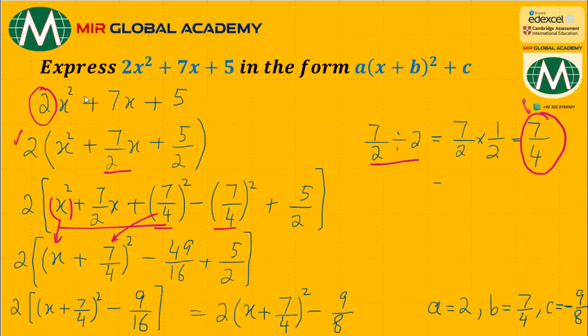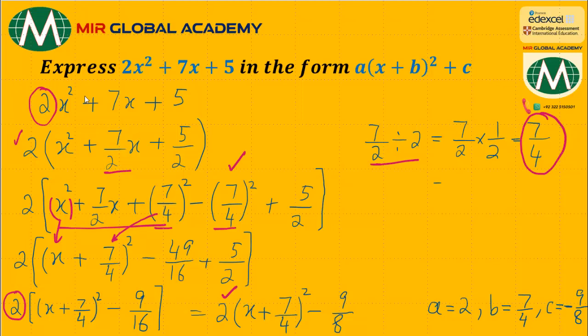This middle term will disappear. When you convert these three terms into a whole square, the middle term will disappear according to the identity. And this is 49 over 16 and 5 over 2. Using a calculator, it will become 9 over 16. Now we will multiply this 2 inside this bracket. This 2 will multiply with this bracket, and when we multiply it with 9 over 16, it will become 9 over 8.